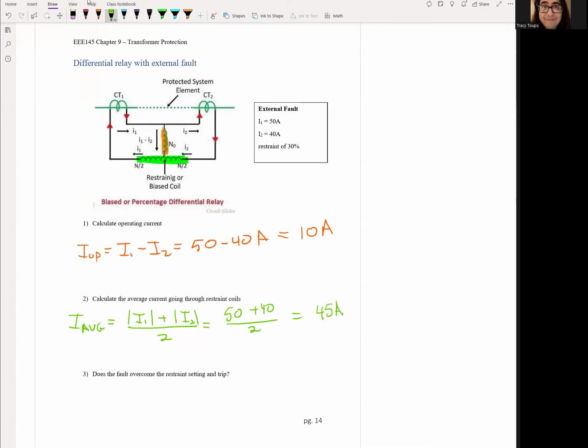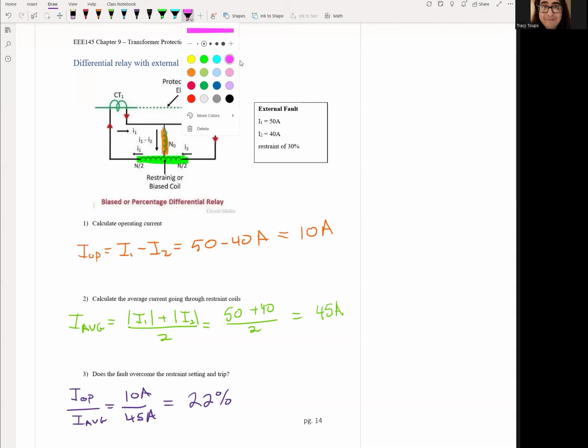So already you can see that the operating coil is quite a bit less than the average, the restraint coil. So let's go ahead and see what the results are going to be. Well, remember, we checked the ratio I operating over I average. It's 10 amps over 45 amps. So what's the percentage we're at? We're roughly about 22%.